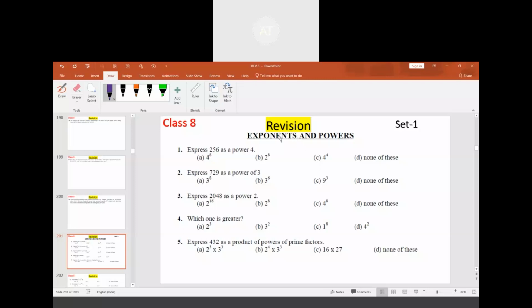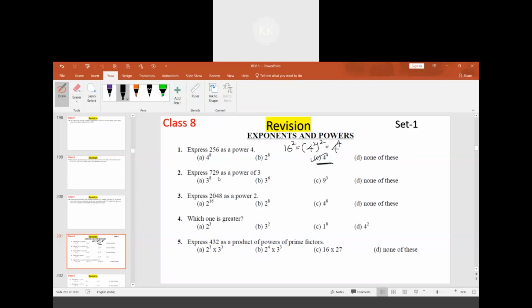256 is 16 squared. 16 is 4 squared. So it is something like 16 squared is 256, and 4 squared is 16. This is the square of a square. So (a to the power m) to the power n, so 4 to the power of 2 into 2, which is 4. So option C is the answer for that.